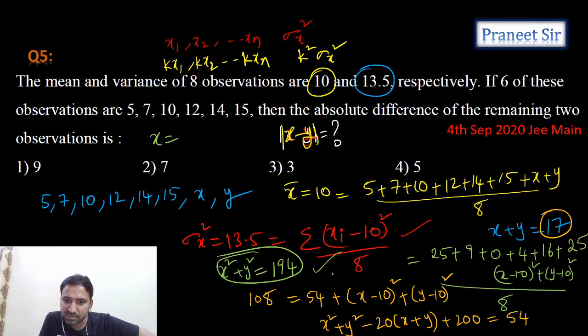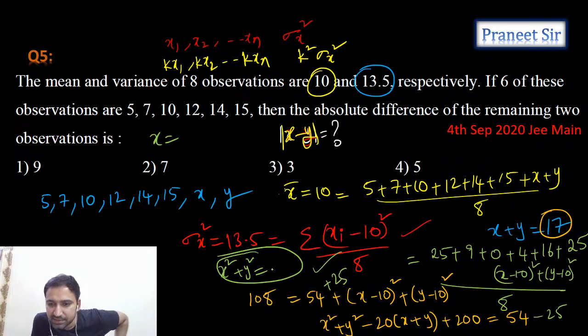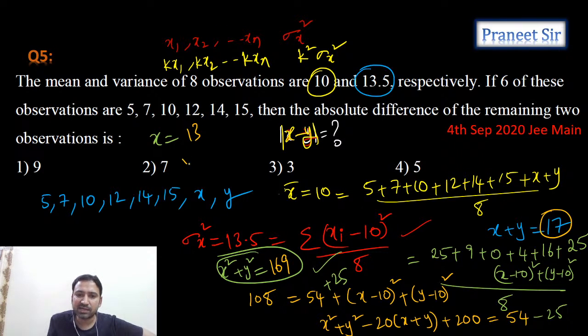So if you do this as a mistake, tell me how much we'll get. Here plus 25 is missed, so here minus 25 will be there. And here minus 25 means this 194 is going to be wrong. So tell me guys, how much do we get here? Here 140 plus 29, 169 we are getting. So that's it. So x equals to 13 and y is equals to 7. Correct now? 7 or 5? 5.